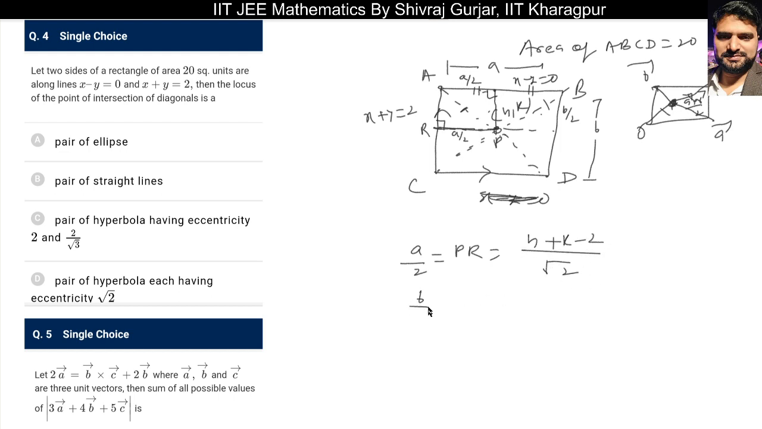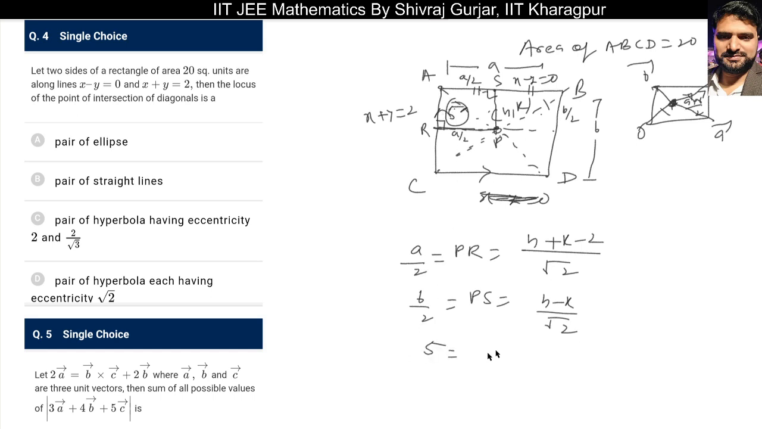Okay, and what is B by 2? B by 2 is this distance. Let us say this is some S, that is PS. PS is the perpendicular distance of point P from line x minus y equals to 0. That will make it (h minus k) by root 2. Now we are given the total area 20. So the area of this rectangle will be 1/4 of 20. That will make this area 5.